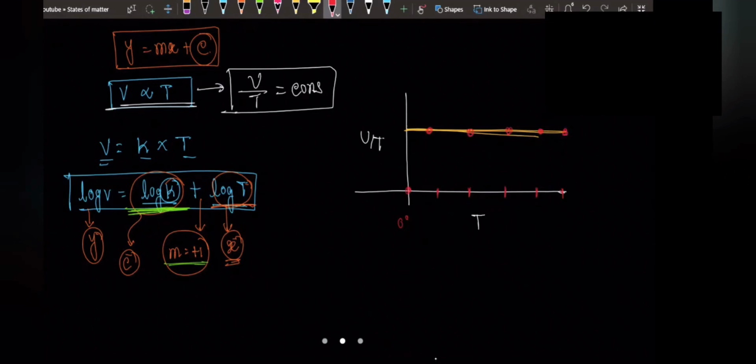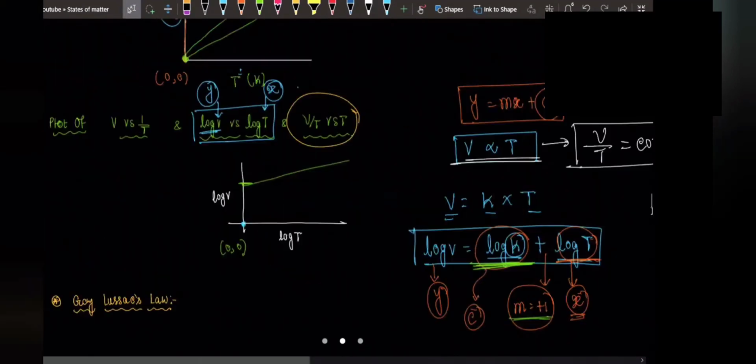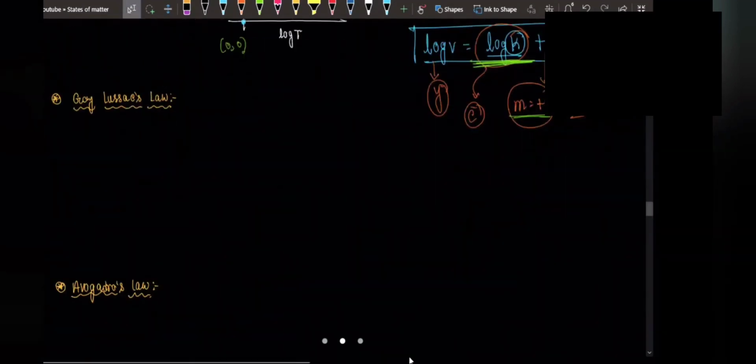So whatever the pressure you are changing, the pressure needs to be constant. Sorry for that. But whatever the temperature you are changing, just remember that this is not going to harm the curve, because V by T equals constant. So the V by T value is never going to change. So it would be a straight line parallel to the x-axis. Okay, so this is how you solve these types of questions. Now, let's try to solve one question.